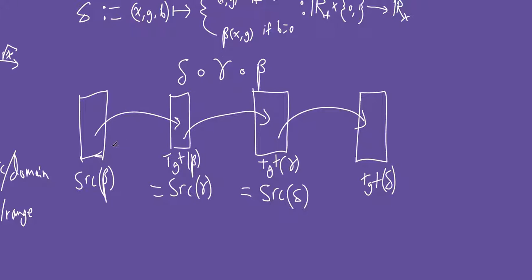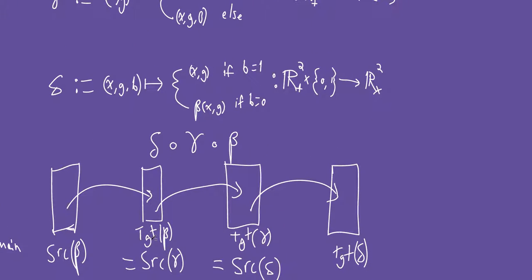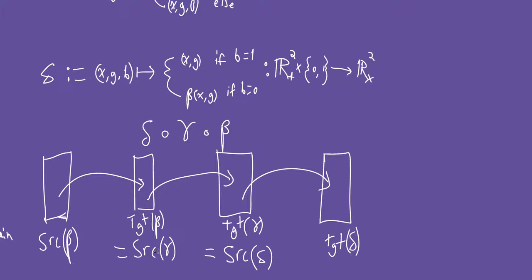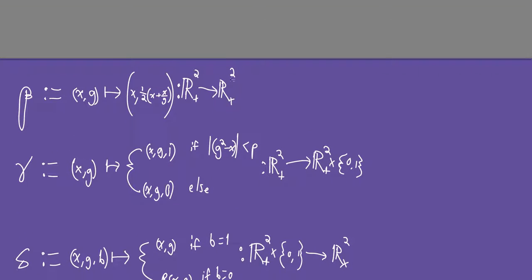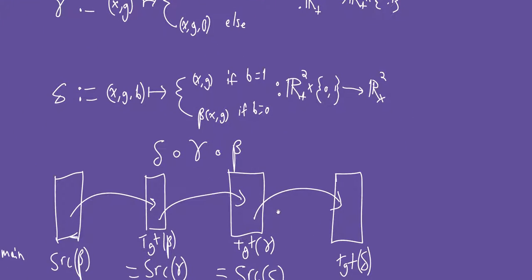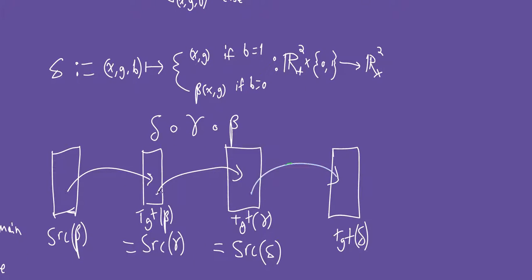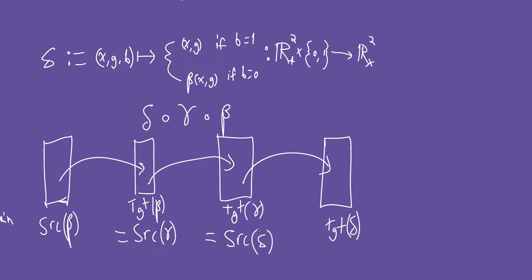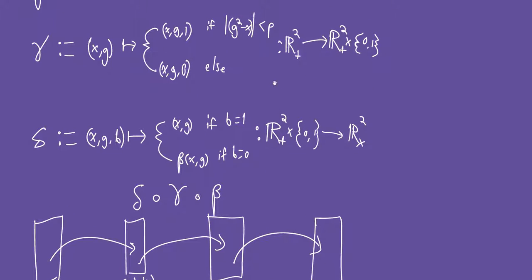So let's check this. Target of beta equals source of gamma, right? Target of beta is this part of the function notation, and gamma's source is on this side of the arrow. Look, target of beta is positive R2, source of gamma is positive R2. Bam! We got it. Now, the next condition: target of gamma has to be equal to the source of delta. They have to be the exact same set.